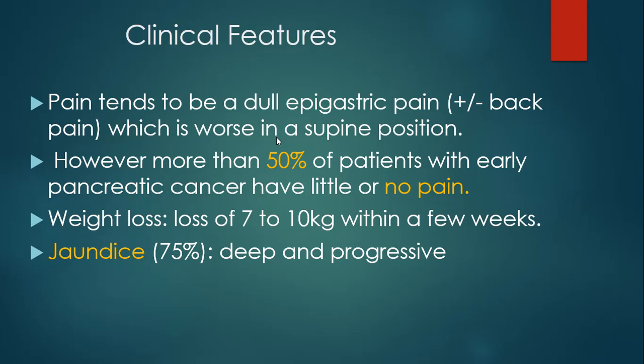Next thing is weight loss. 7 to 10 kg within a few weeks may be there, and jaundice. And jaundice actually appears in pancreatic cancer only when the cancer is at the region of the head and the neck. Otherwise, if it is away from the common bile duct, then jaundice is a very late symptom or may not be a symptom. Only when it compresses the common bile duct does obstructive jaundice take place.